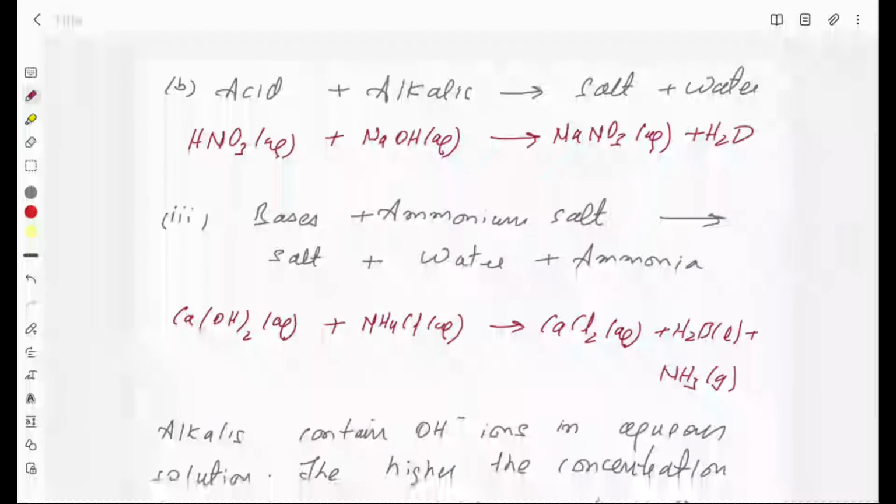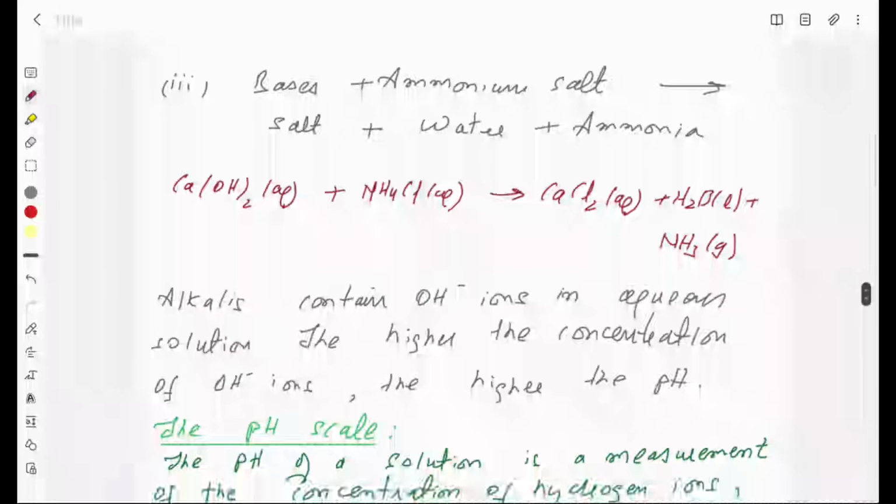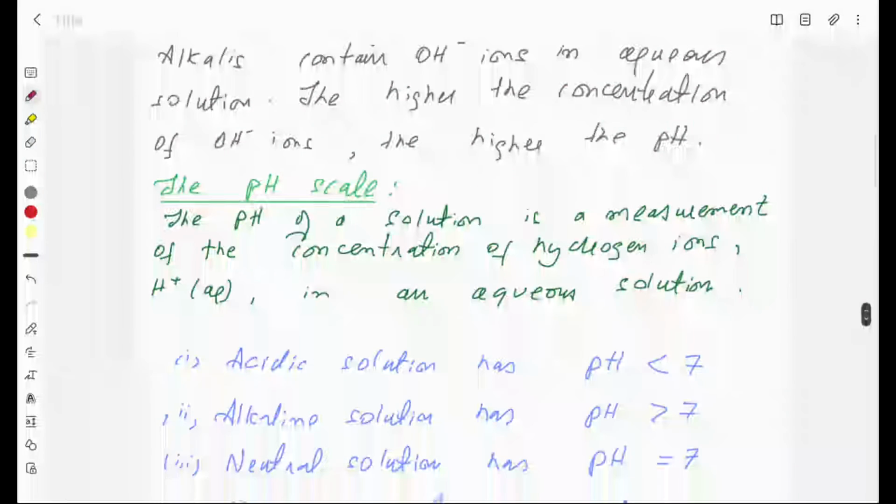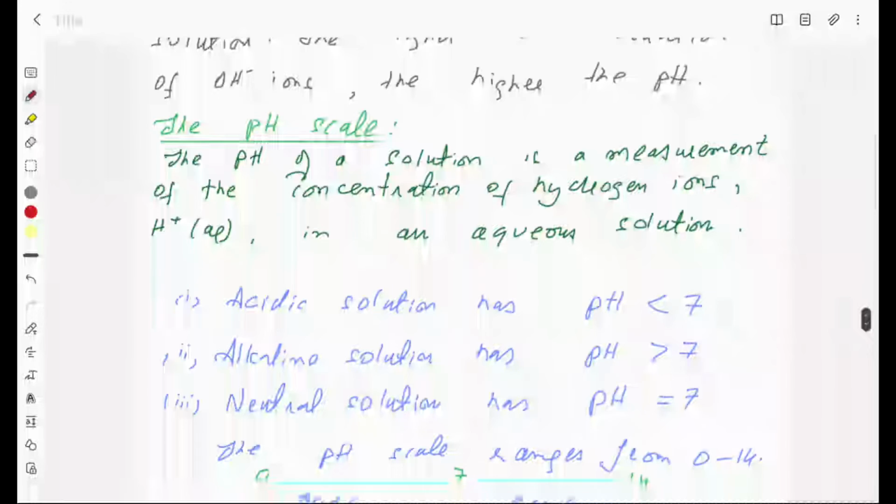All alkalis contain OH negative ions when dissolved in water. The higher the concentration of OH negative ions, the higher the pH. You need to know the pH scale. The pH of a solution is a measurement of the concentration of hydrogen ions, you can say H positive aqueous ions.